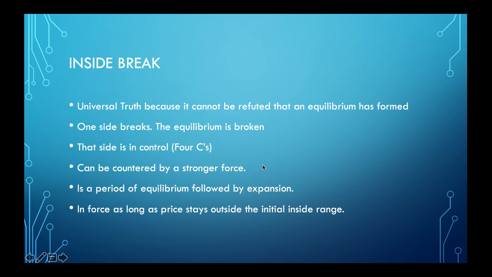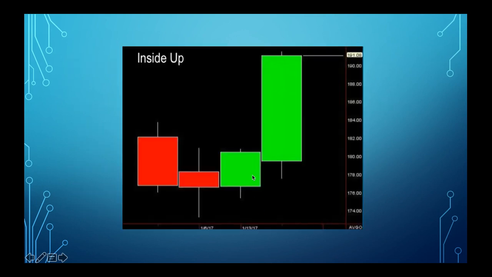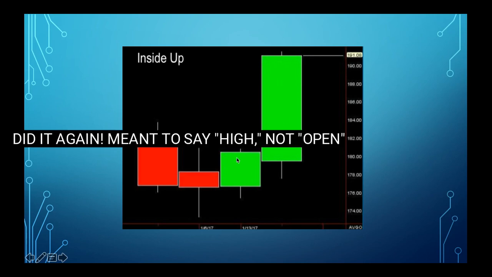So there was a range that was completely inside the previous range. And now we are breaking out of that range. So we're expanding in one direction or the other, or both, as in the case of the rev strat. It is in force as long as price stays outside the initial inside range. So here's an inside bar. It's completely inside the previous range. Okay. When this breaks, notice we didn't break immediately. We were still inside that inside range. When this breaks to the upside, that becomes actionable and remains in force as long as price is above the open of the inside range.